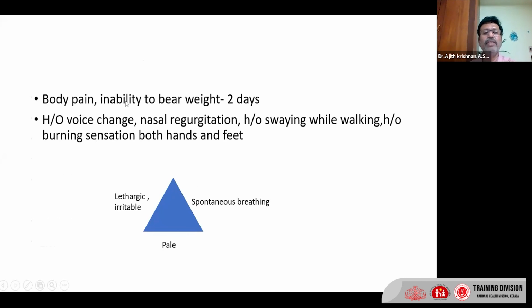There is body pain, and inability to bear weight for 2 days. We thought of a Guillain-Barré like presentation, as the reflexes were on the lower side. There is a history of voice change, nasal regurgitation, a history of shaking while walking, and burning sensation in both hands and feet. So with cranial nerve involvement and bulbar symptoms, we thought of a brainstem encephalitis. Nasal regurgitation and voice change were there. So we thought of all the possibilities.